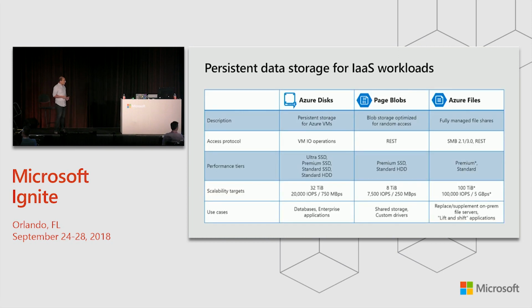All right, let's move on from there. So we talked about disks as the storage for your virtual machine, and we talked about different types of disks. I do want to call out here that aside from disks, you also have a couple of other options for using storage for your virtual machines. Those are page blobs and file shares. Page blobs are a type of object in Azure Storage that are optimized for fast, random read-write operations, and you can access them through REST APIs. I'll talk a little bit more about that in the next slide.